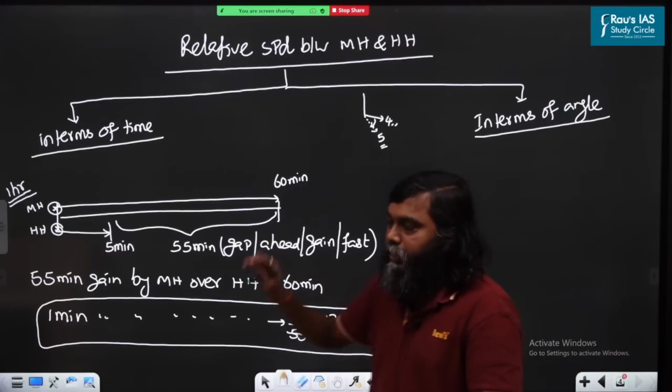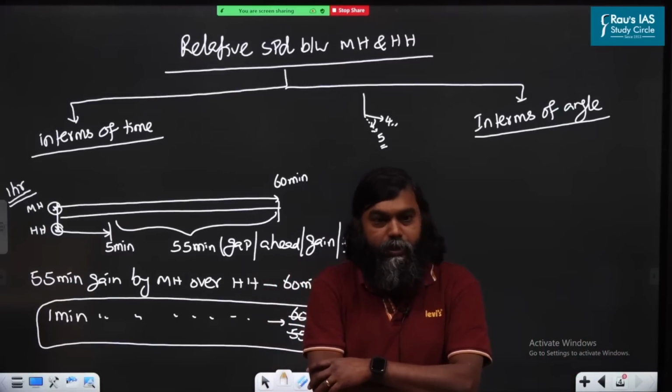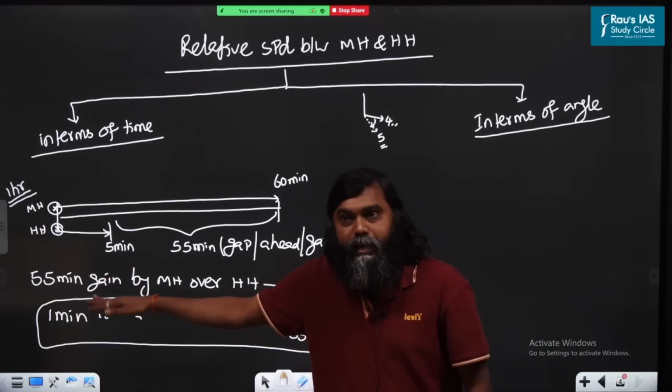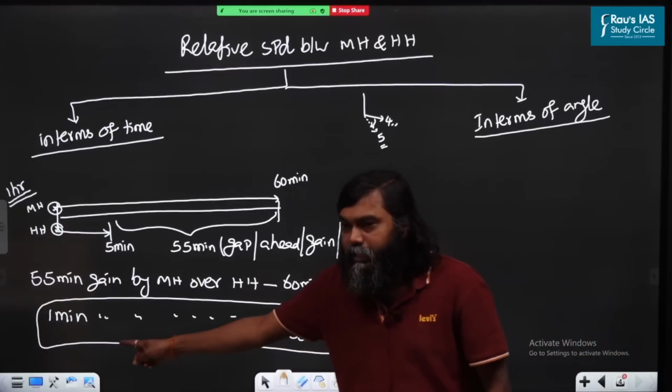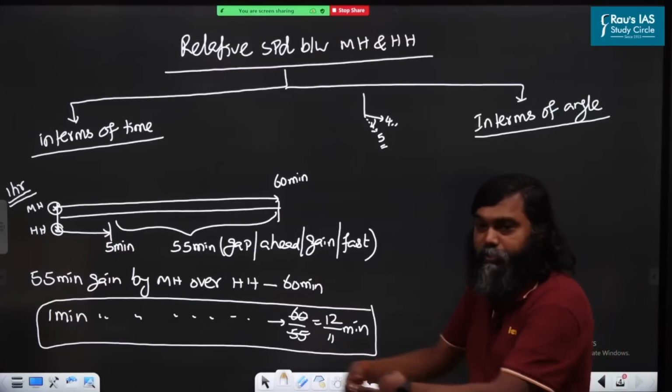At the time of starting, what is the gap between the minute and hour hand? 0 minutes. Understand? Now, if you need a 55-minute gap, both hands have to run for how many minutes? 60 minutes. If you need a 1-minute gap, both hands have to run for how many minutes? Now I'm going from this direction.